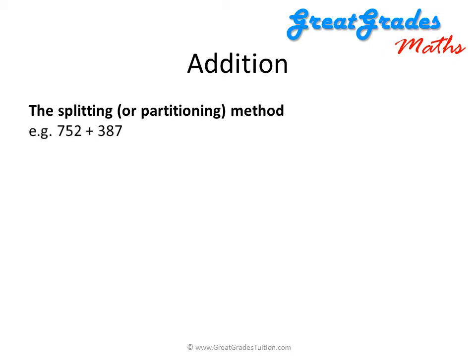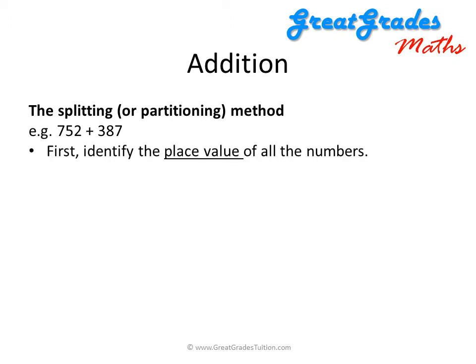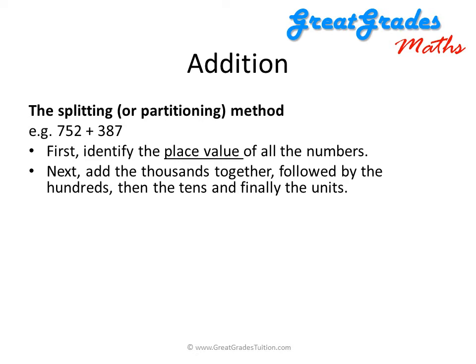To illustrate this, let's try to do this sum, 752 plus 387. How can we do this? These are very large numbers that it's difficult to add in your head. So the first thing that we need to do is identify the place value of all of the numbers. If you're a little bit unsure about what the place value of a number is, then you need to go back to the very first video and look that up. Once we've identified the place value of all of the numbers, then we add all the thousands together, followed by all the hundreds, add all the tens together, and then finally add all the units together. And that will give us our final answer.